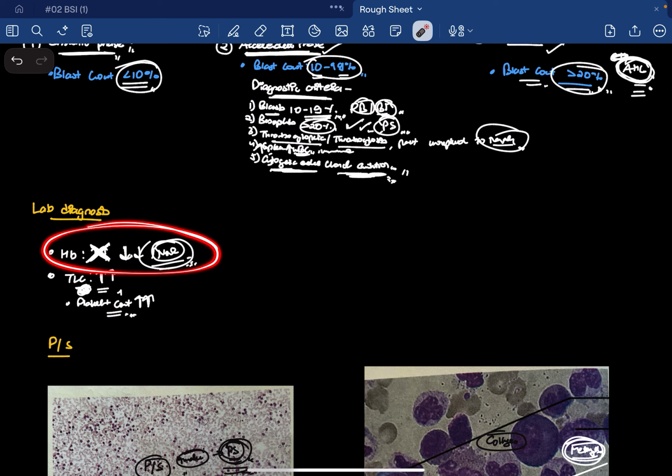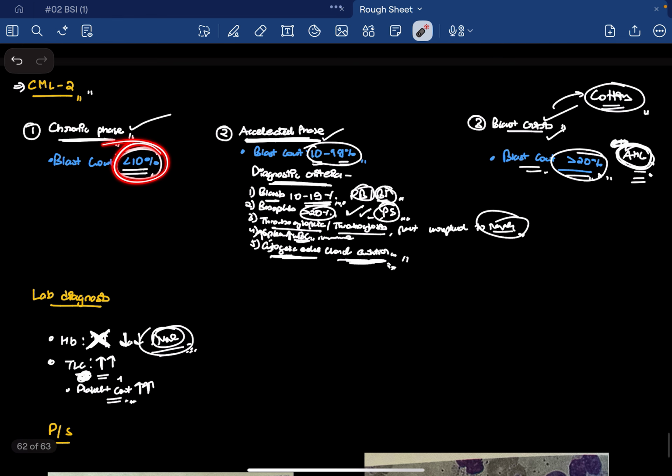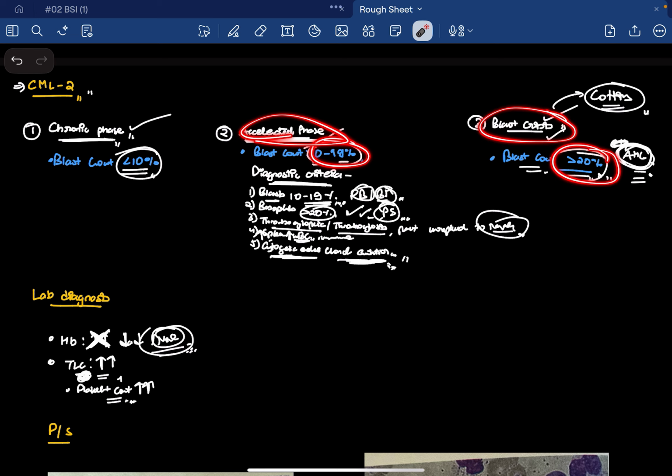Do remember that the erythroid series is not affected, so hemoglobin is either going to be low or normal. TLC and platelet count are both going to increase. The chronic phase has less than 10% blasts, 10 to 19% blasts is the accelerated phase. Blast crisis is 20% or more.